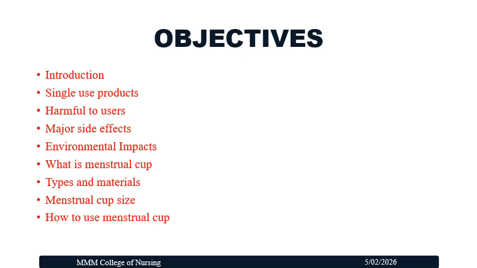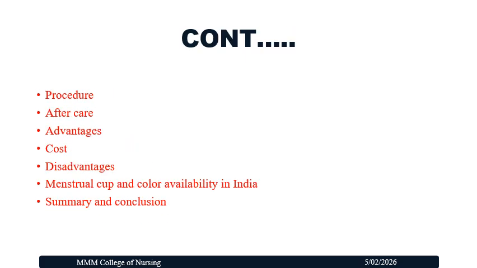The objectives are introduction, single-use products, harmful to users, major side effects, environmental impacts, what is a menstrual cup, types and materials, menstrual cup size, how to use a menstrual cup, procedure, aftercare, advantages, cost, disadvantages, menstrual cup color availability in India, summary and conclusion.